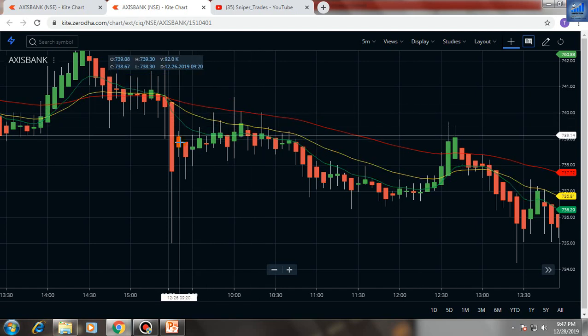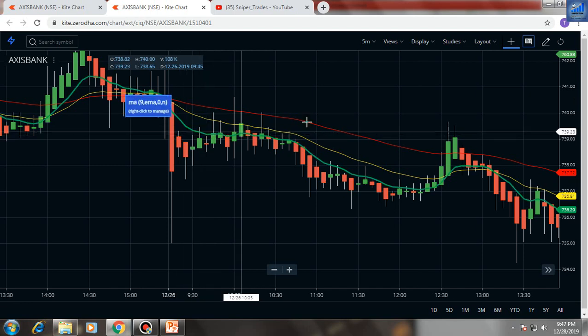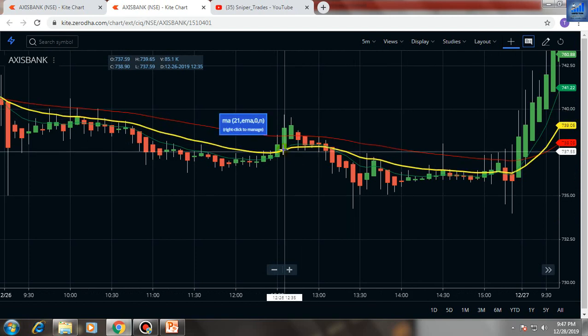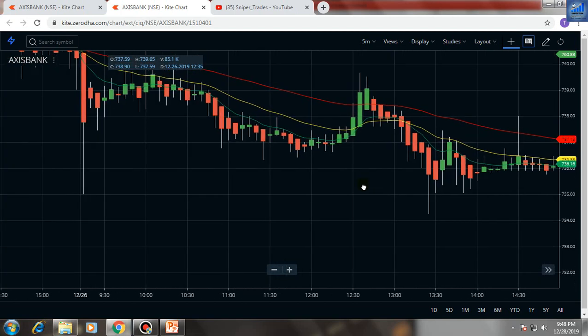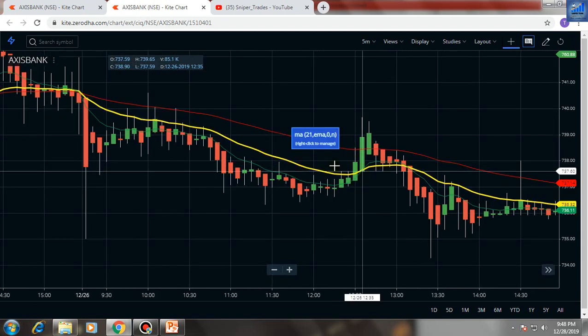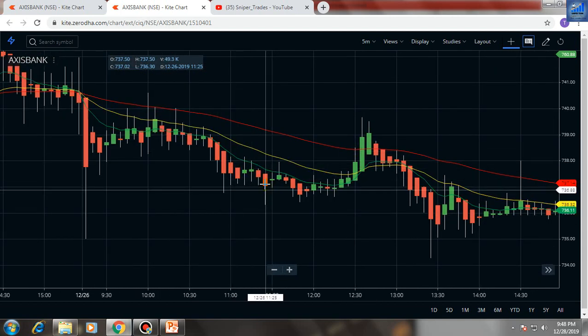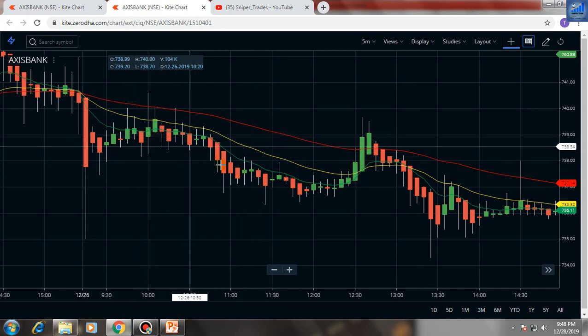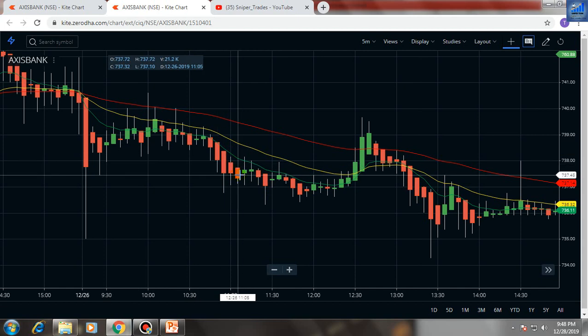So we can consider going short here at this candle, and we can consider booking profits at this level when the short time trend is reversing. This green line is crossing above this yellow line. So we can consider booking profits at this level, or when the desired profits are attained at around this level. If we are trading in futures, at around this movement is enough to get a decent amount of profits.